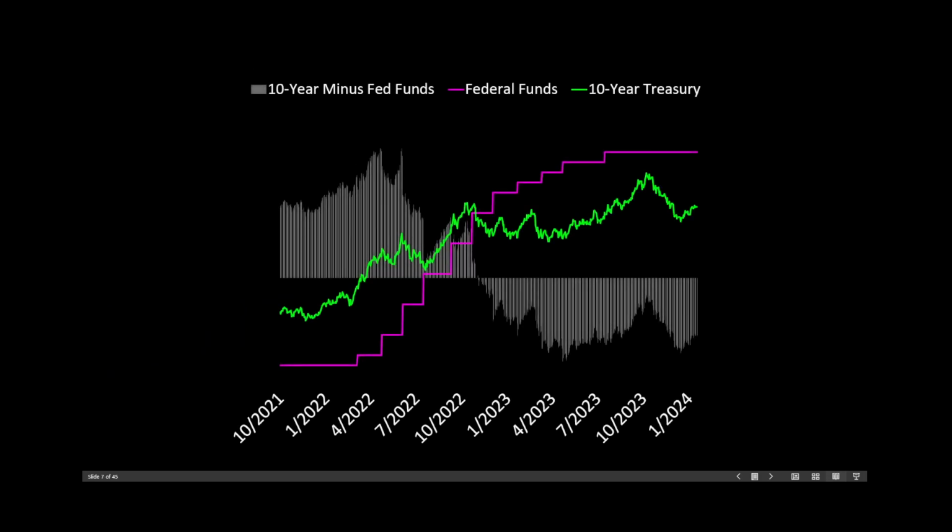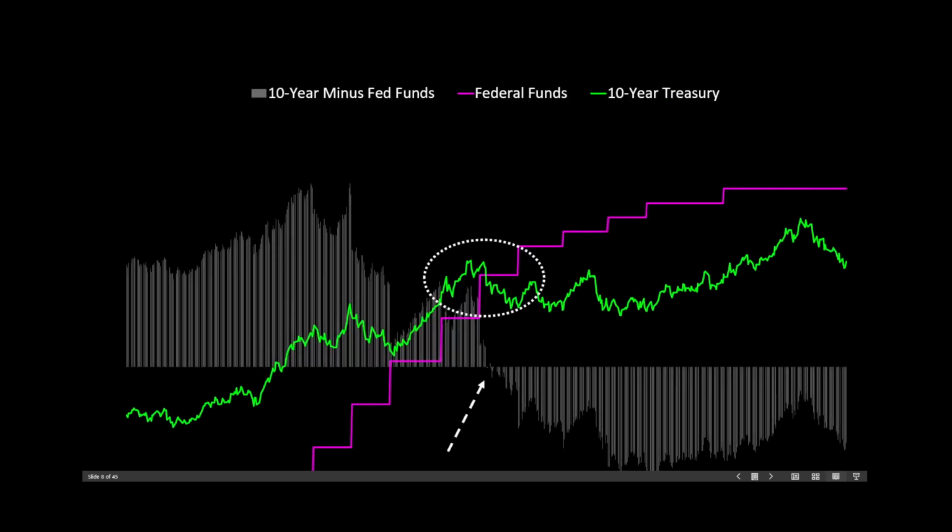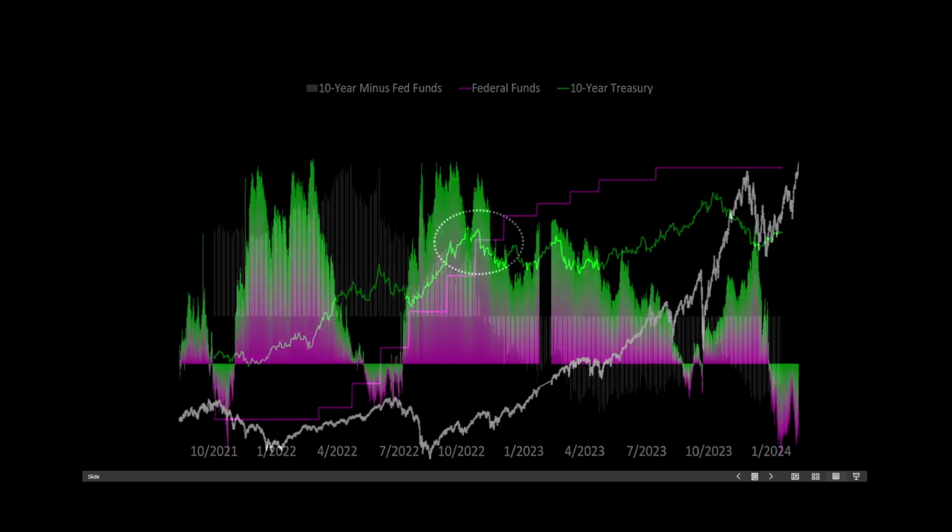Now, the white histogram bars in the background show us the spread between the two. And the moment that the interest rates crossed above the 10-year bond, this spread went negative. That is the signal, one of the signals that we're looking out for. That again occurred October of 22.